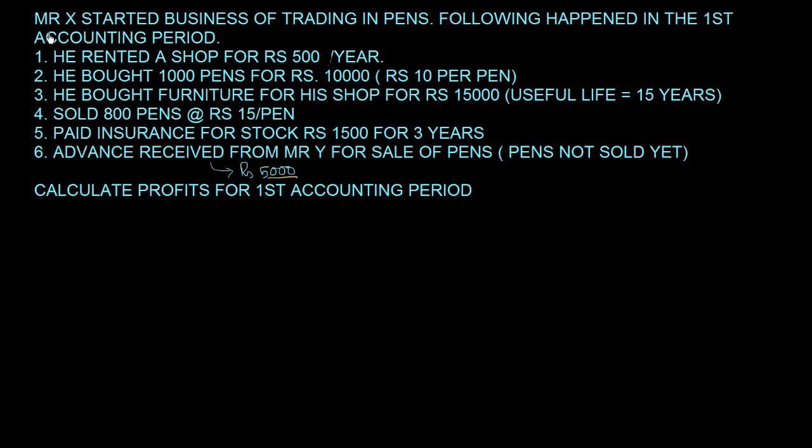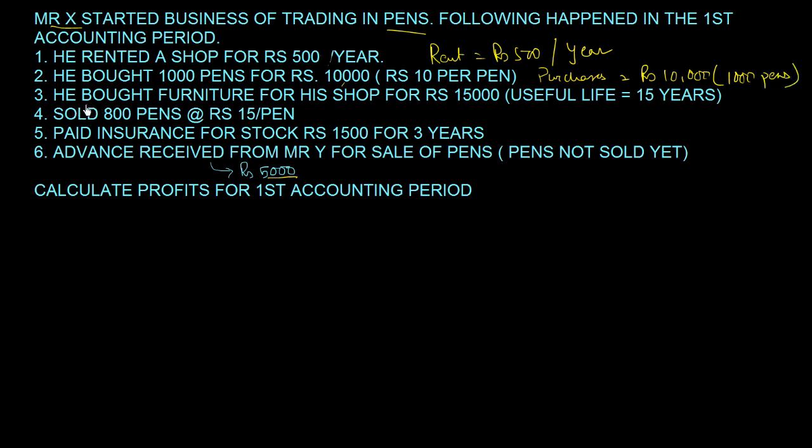Here, Mr. X started business of trading in pens. Following happened in the first accounting period. He rented a shop for rupees 500 a year. So rent would be rupees 500 per year, and he bought 1000 pens for rupees 10,000. So purchase is equal to rupees 10,000 for 1000 pens.